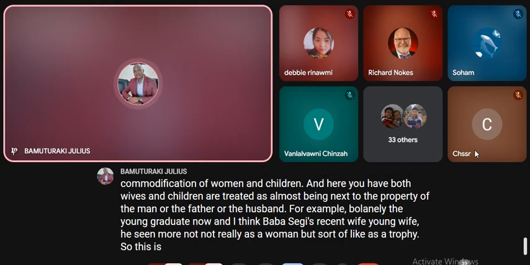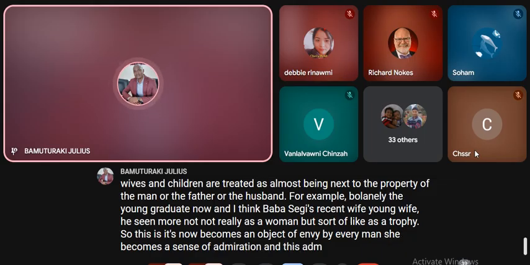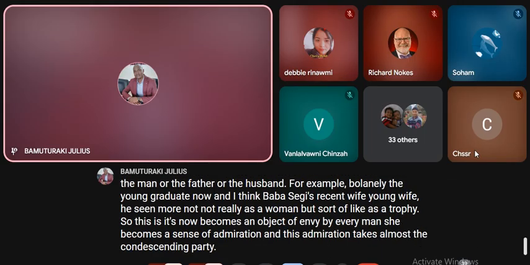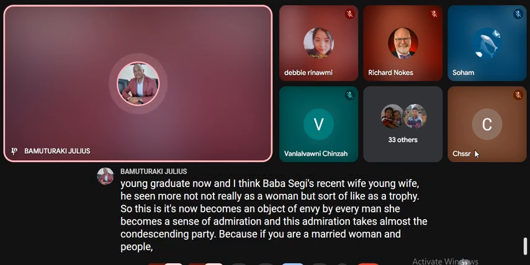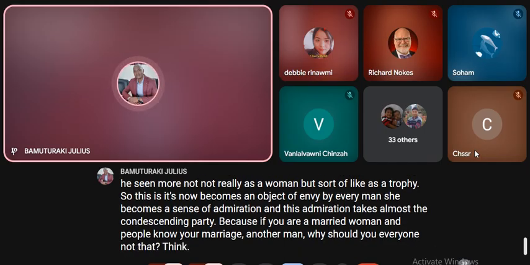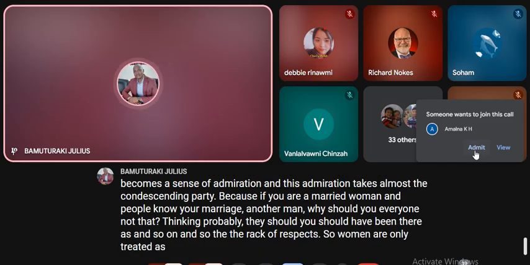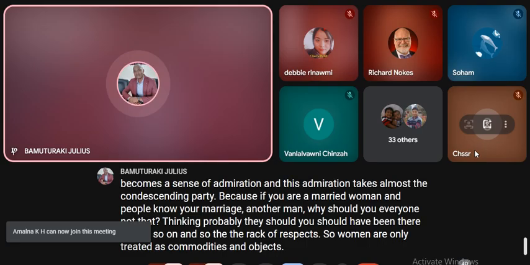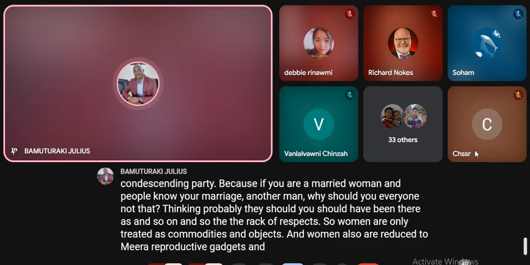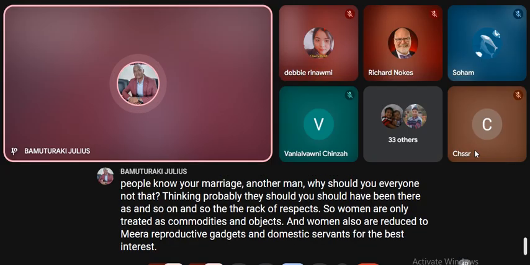So this now becomes an object of envy by every man. She becomes a sense of admiration, and this admiration takes almost the condescending part, because if you are a married woman and people know you're married to another man, why should everyone now start thinking probably they should have been theirs, and so on and so forth. So the lack of respect. So women are only treated as commodities and objects, and women also are reduced to mere reproductive gadgets and domestic servants for the best interest of the man in this home.